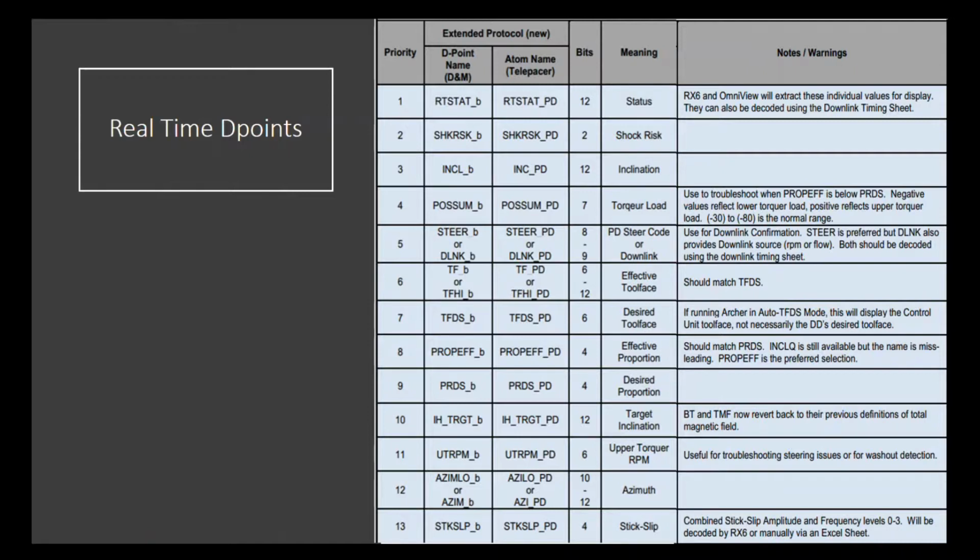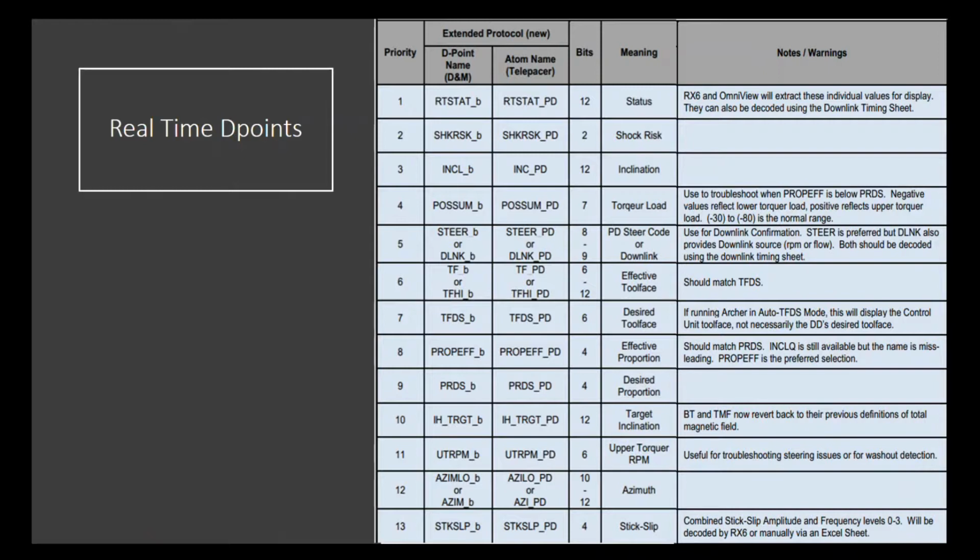Number 5 is your steer B. So, for instance, after you send a downlink, the power drive will give you a thumbs up and send up the steer B command, and this is how you confirm that it has accepted your downlink. You use the fast tracking sheet to match the steer B from the corresponding command that you sent.